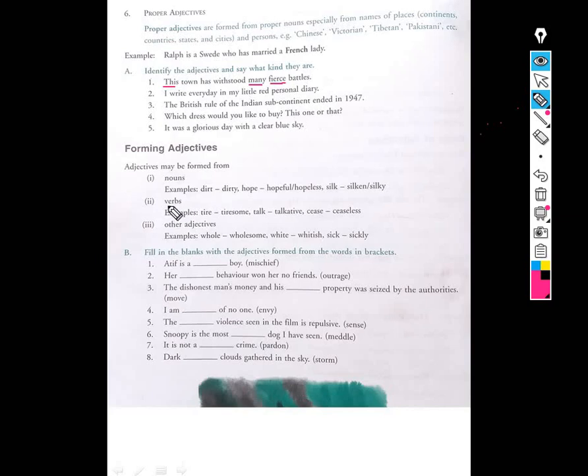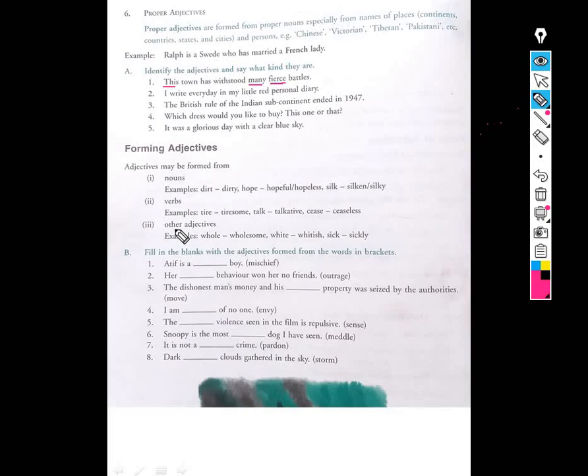Okay, verbs. You can make adjectives from verbs. For example, tire, thakna, thak jana, and tiresome means boring, dull, wearisome, थका देने वाला, बोरियत वाला. Talk is a verb, and talkative, a person who talks too much, बहुत ज़्यादा बातें करने वाला, बातूनी, talkative. Cease and ceaseless. Cease means to finish, to stop. Ceasefire, like we say, ceasefire, janbandi, to stop, to finish, to bring to an end. This is a verb, but ceaseless is an adjective. Ceaseless means continuous, endless. जिसका कोई end ना हो, continuous.